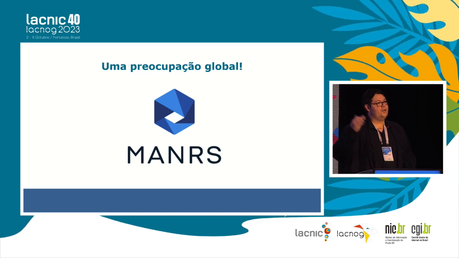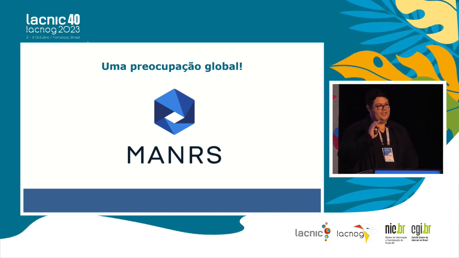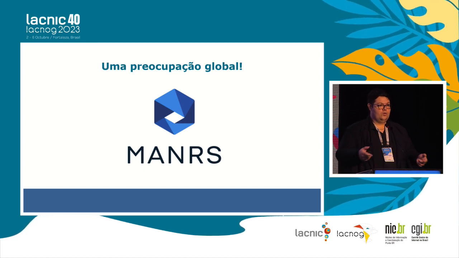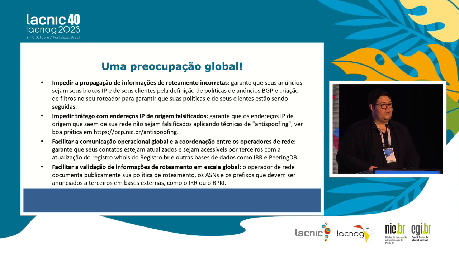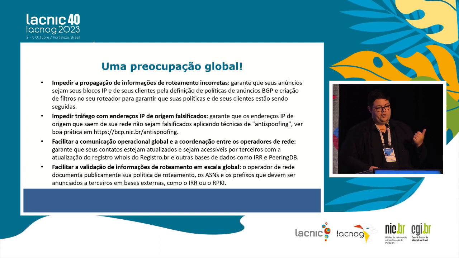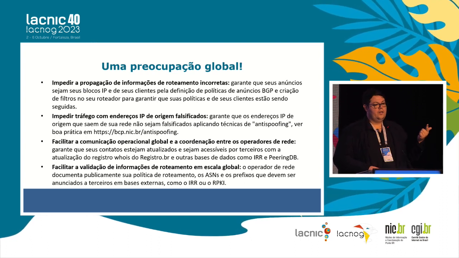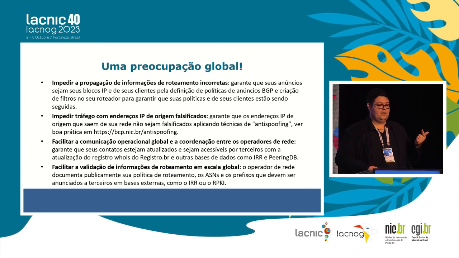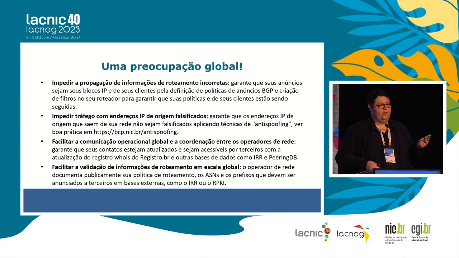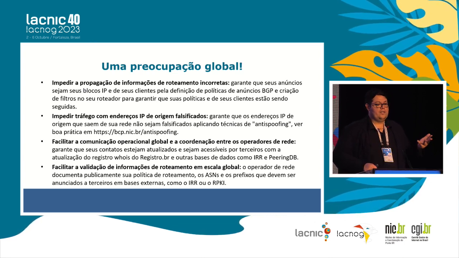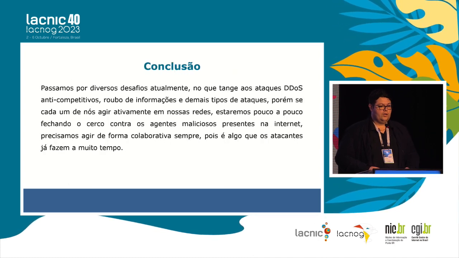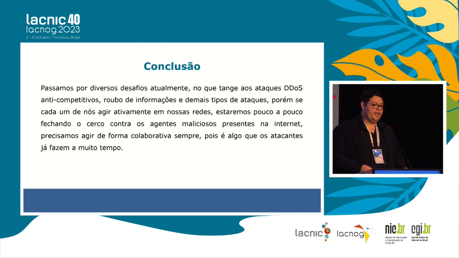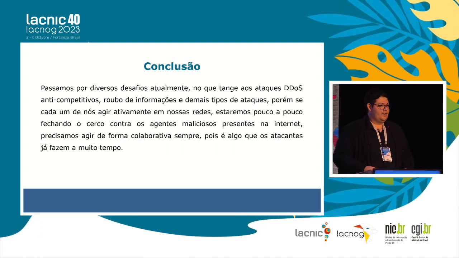So security is a global concern, and that is why we have MANRS. If you're not familiar with this acronym, please research this at manrs.org, because this will be very important. All of you as network operators can be part of MANRS. MANRS prevents the propagation of incorrect routing. They prevent traffic with IP addresses of false origin. They facilitate operational global communication and coordination between network operators. And it also facilitates the validation of routing information at global scale. You can then read this with more time. There is a lot of material. And if you have any questions, please count on me so that we can exchange this information.